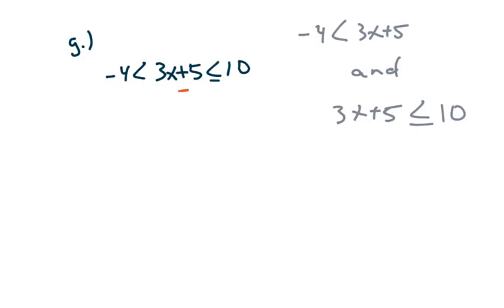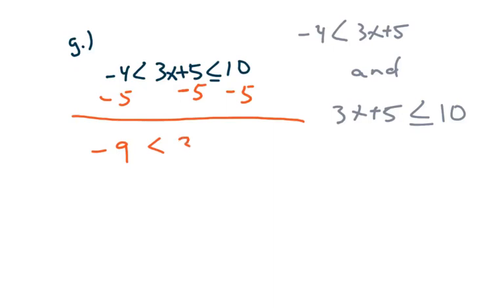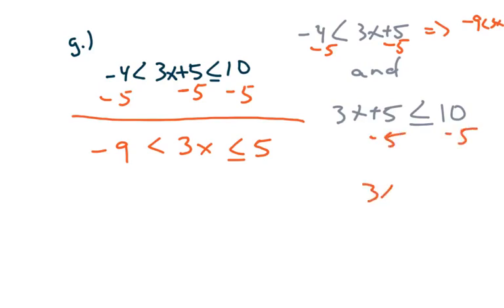So we would just subtract 5. Now you have 3 sides, so you have to subtract it from all the different sides. And we'll get negative 9 is less than 3x, which is less than or equal to 5. And this, if you think about it over here, this makes sense, because if I subtract 5 on both sides, I get negative 9 is less than 3x, and here I subtract 5, I get 3x is less than or equal to 5. So it's the same thing, right? And that's why you can do that. And then the next move is to divide through by 3.